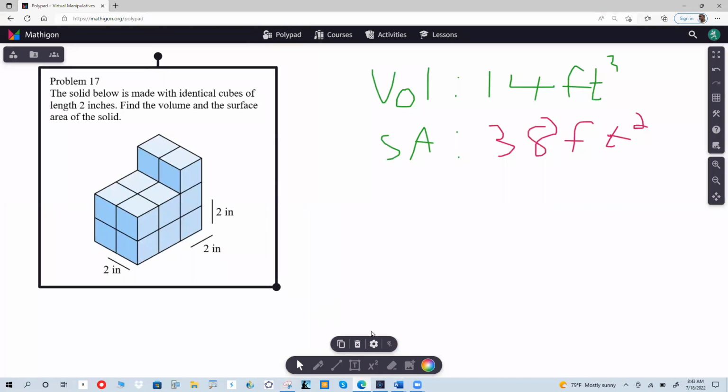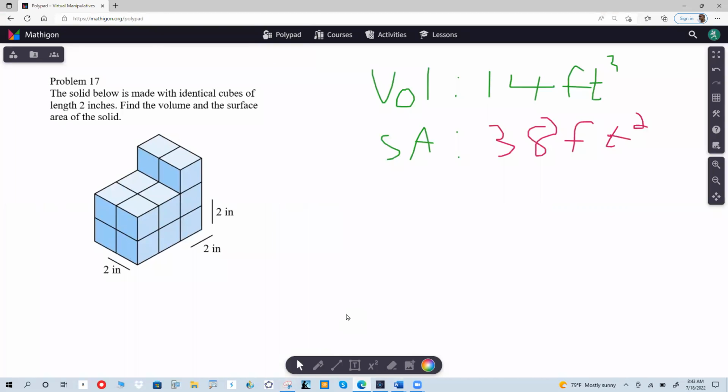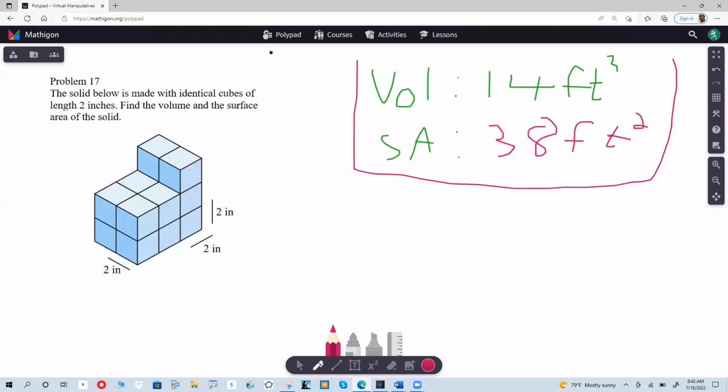Okay, so one thing you have to understand, your volume and surface area depends on unit cubes, number 1. Number 2, that these are my answers to number 16. Now you have to ask yourself, it's the same structure as the previous one, except the cubes are not unit cubes, they are 2 by 2 by 2. What does a 2 by 2 by 2 cube look like? Well, that's what it looks like. I'm going to draw it here.